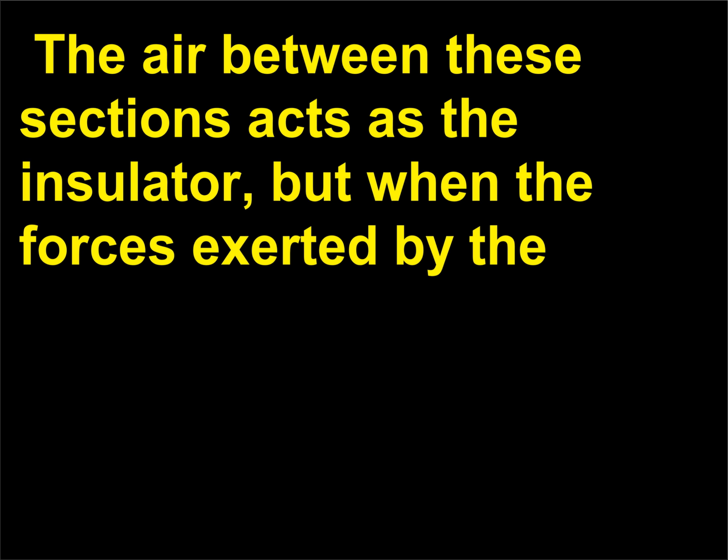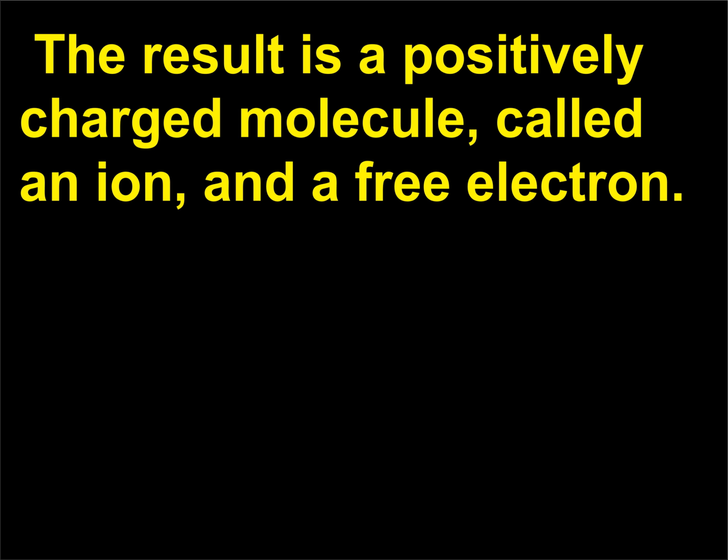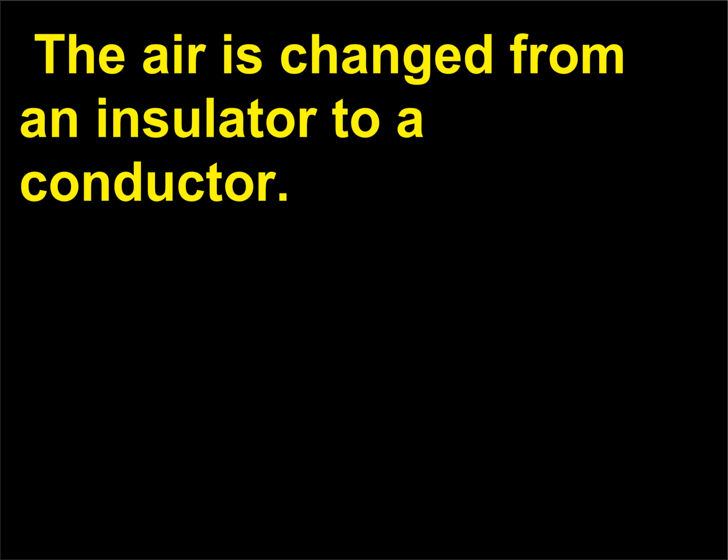The air between these sections acts as the insulator, but when the forces exerted by the charges on the air molecules are large enough, they can rip the electrons from the molecules. The result is a positively charged molecule, called an ion, and a free electron. The air is changed from an insulator to a conductor.